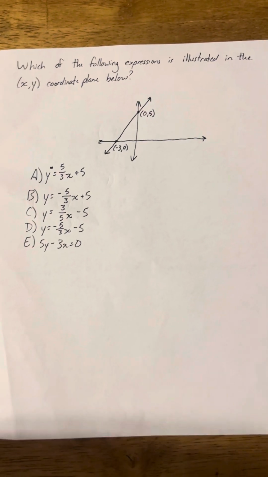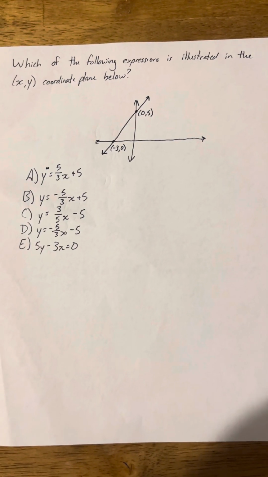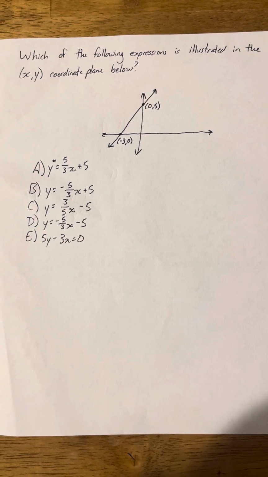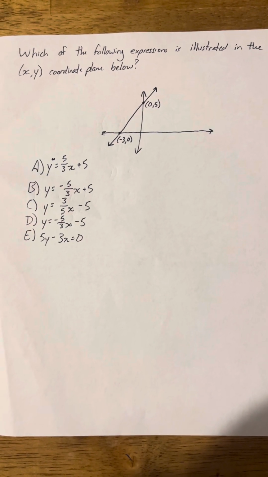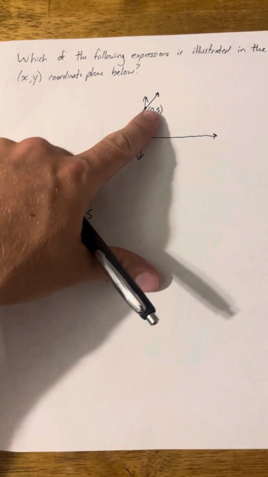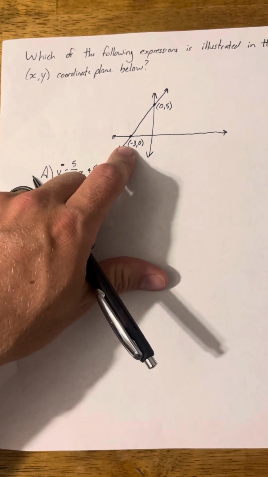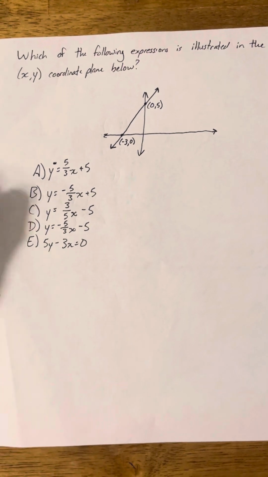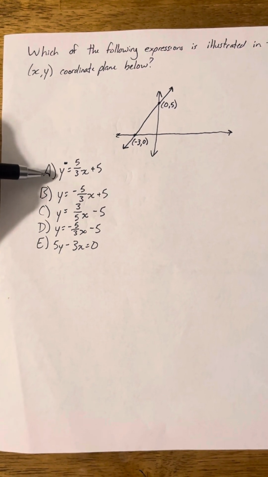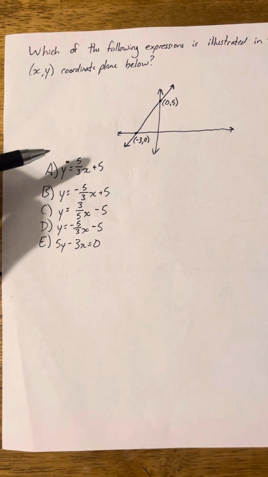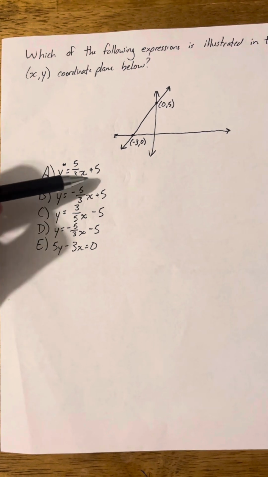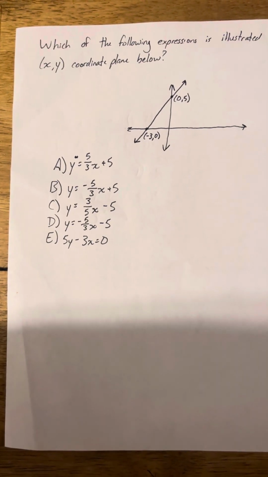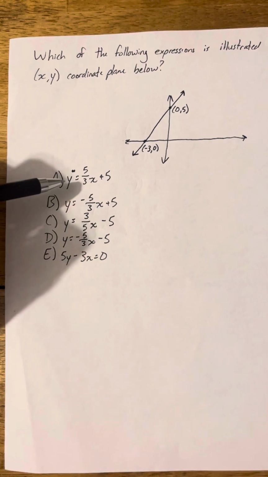All right, this problem asks which of the following expressions is illustrated in the XY coordinate plane below. So they give us a line and they give us 2 points that it crosses through, -3, 0, and 0, 5. So if I look at all my answer choices, the majority of them, 4 of the 5, are in this form, okay? So let's talk about what form that is.